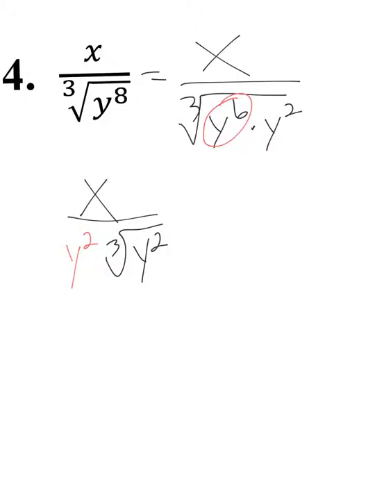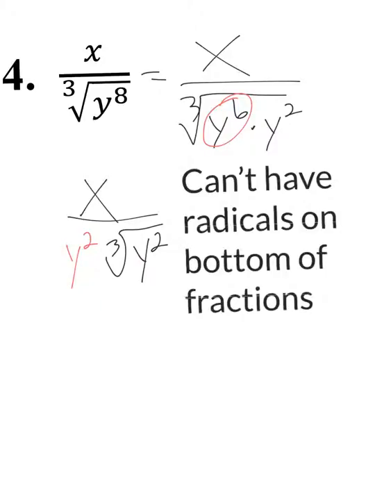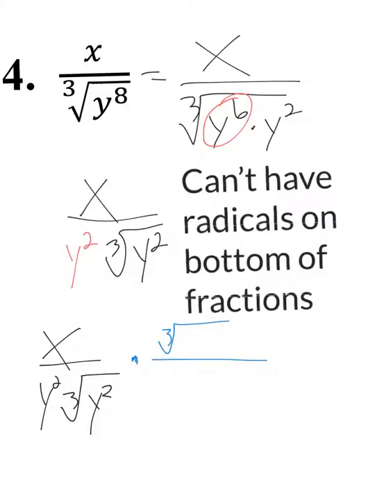Okay? So, unfortunately, we're not done with this. You can't have a radical in the denominator, or the bottom of your fraction. So because of that, you're going to have to rationalize it. What I mean by rationalize is, now we need to multiply it by something to get rid of that radical. The radical is the third root. I'm going to have to multiply it by the third root of something, because that's what the radical is. It's the third root.